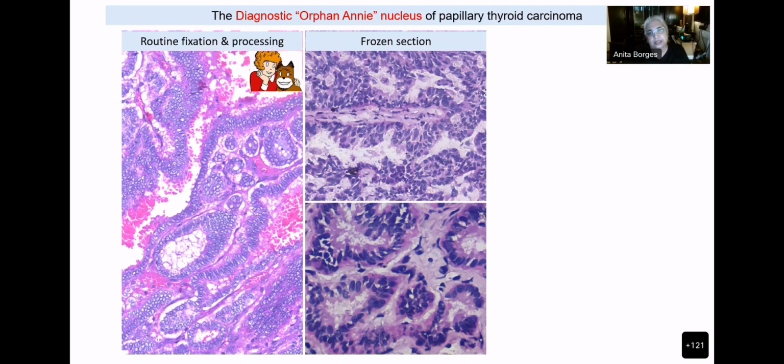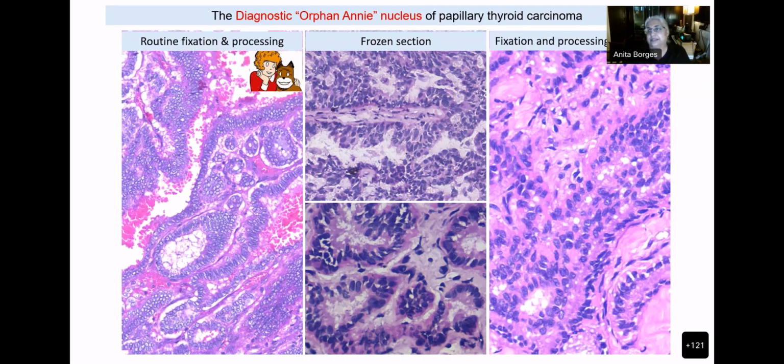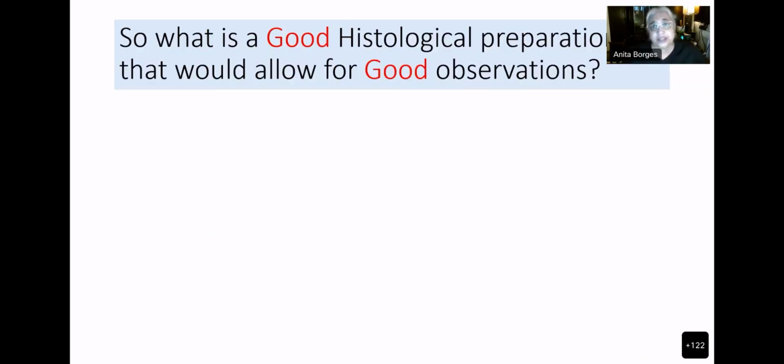And then I'll show you what happens to this after this frozen block is thawed and then processed routinely. It doesn't have the artifacts that you were expecting to see in routine fixation. So everything that we see, whether it's the orphan Annie nuclei, which is not there in the frozen section, it is a different kind of artifact that you see in the processed frozen section block, we are introducing artifacts galore. Okay, so the question that we have to ask then is, what is good histological preparation?